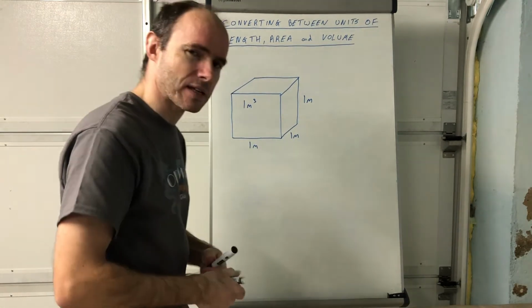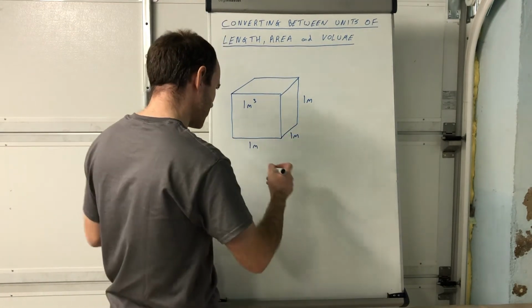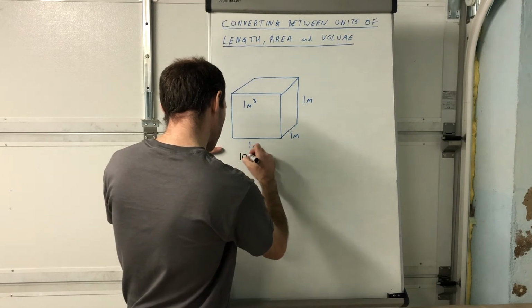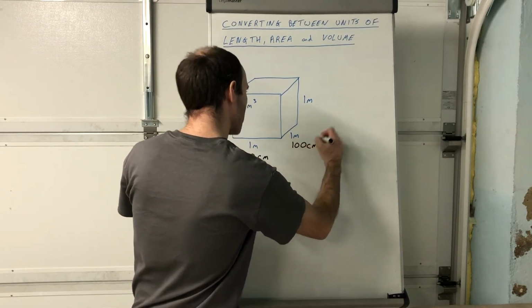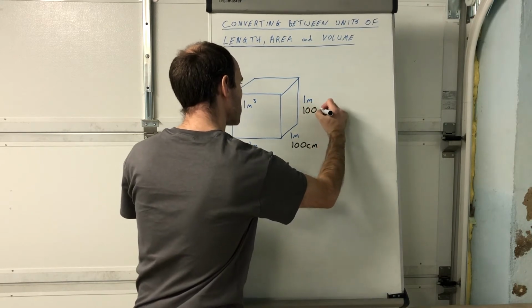Let's put all that into centimetres now, shall we? So 1 metre is 100 centimetres, so each of these lengths is going to be 100 centimetres.